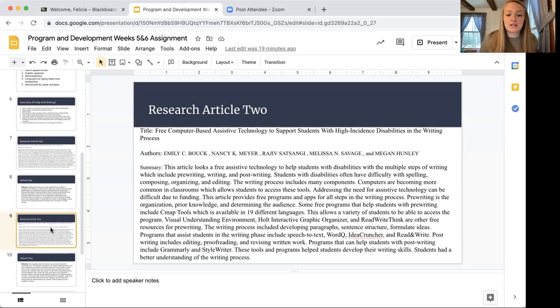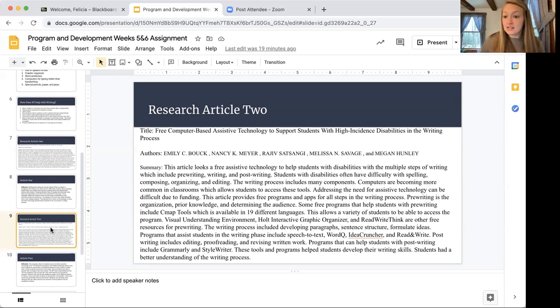So some assistive technology that the authors said were free and were very beneficial were Visual Understanding Environment, Holt's interactive graphic organizers, and Read, Write, Think. So those are some things that help students with that pre-writing phase. If pre-writing is really where a student struggles, those are some tools that student can utilize to help them in that pre-writing stage.